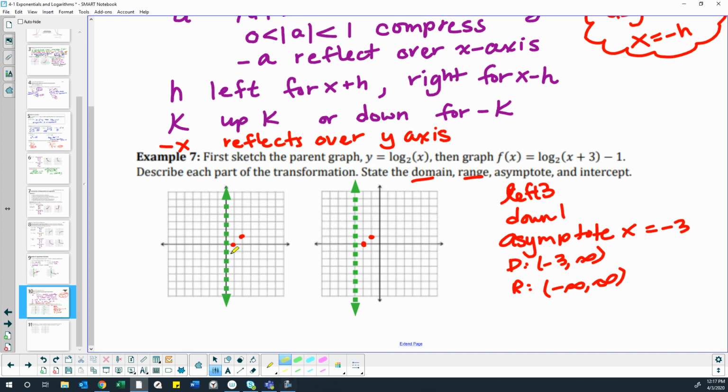See if I can get my highlighter to work. It's being cooperative today. Other than that, it's a really big highlighter.